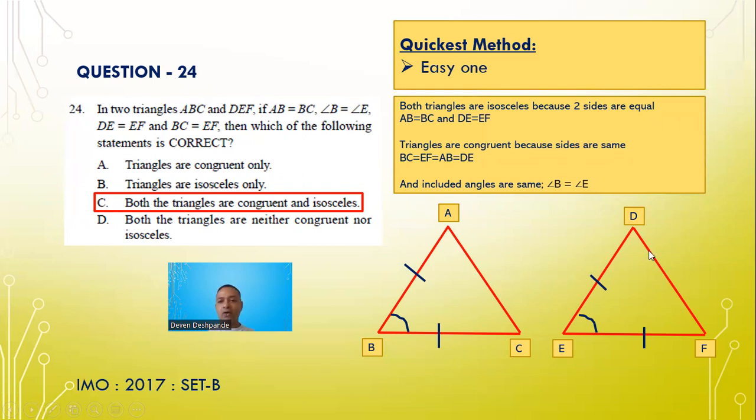Also the triangles are congruent as well because of the side angle side theorem. These sides AB is same as DE, BC is same as EF, and the included angle also is the same. So by side angle side, the triangles are also congruent.